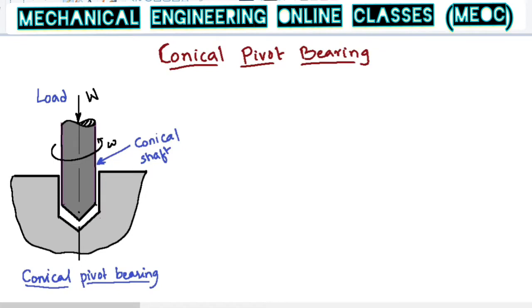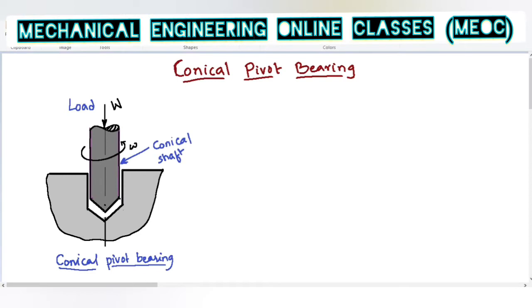Now we will perform the torque analysis of a conical pivot bearing. The figure shows a conical pivot bearing attached to a conical shaft. The load acting, the total axial load, is capital W, and the angular velocity of the shaft is given as omega.